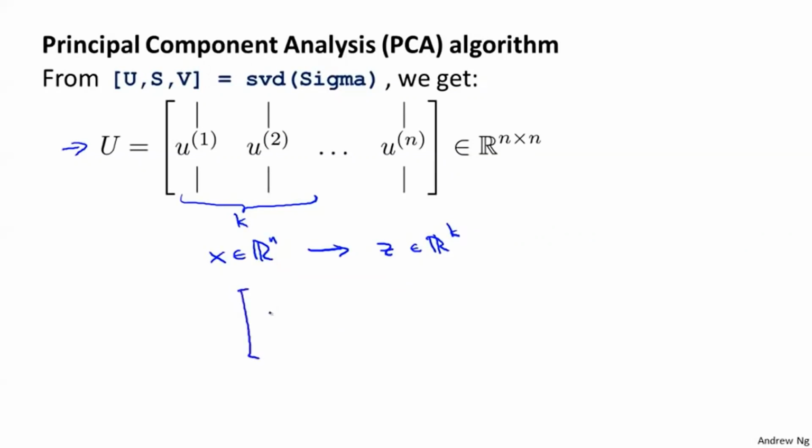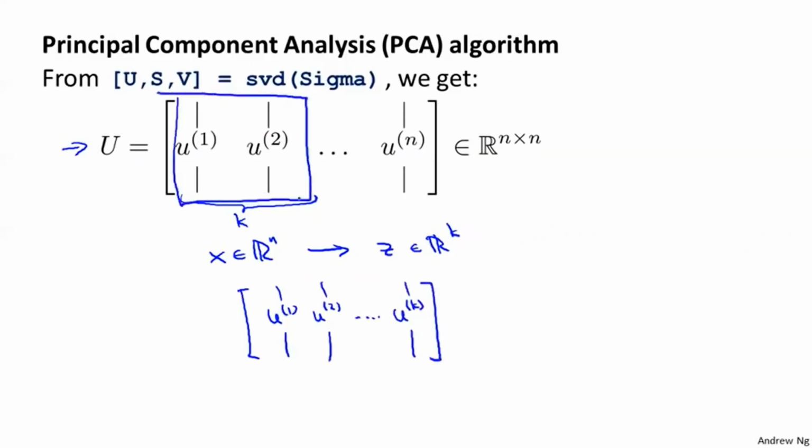So I'm going to construct this matrix. I'm going to stack up U1, U2, and so on up to UK in columns. It's really basically taking the first k columns of this matrix, and so this is going to be an n by k matrix. I'm going to call this matrix U subscript reduce. It's sort of a reduced version of the U matrix, maybe. I'm going to use it to reduce the dimension of my data.